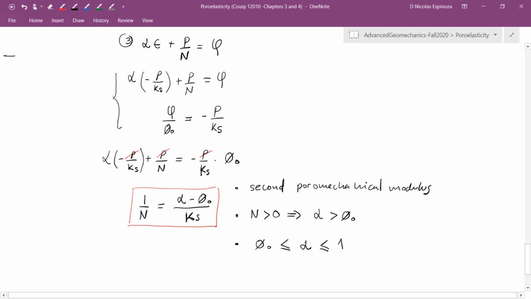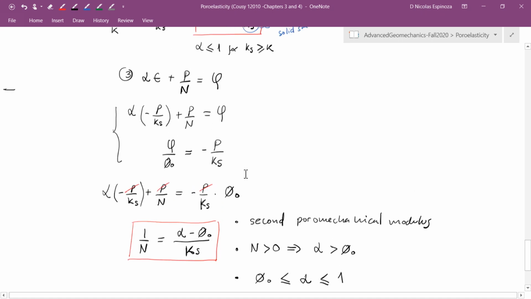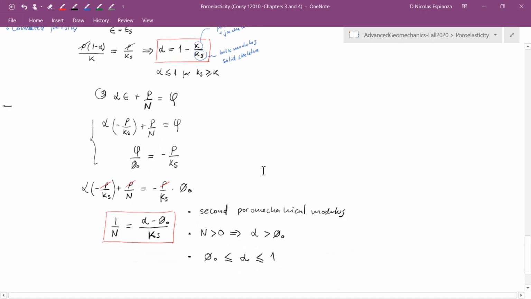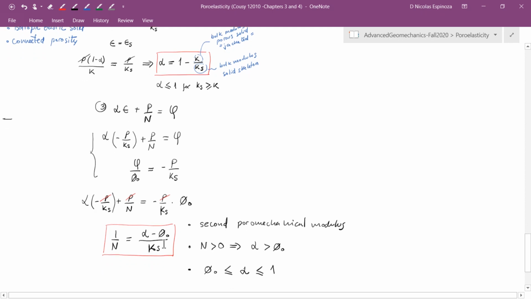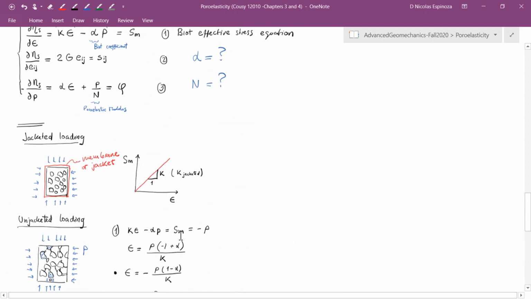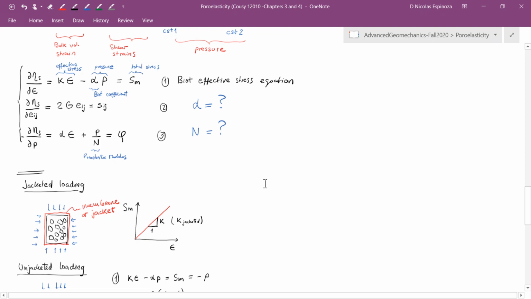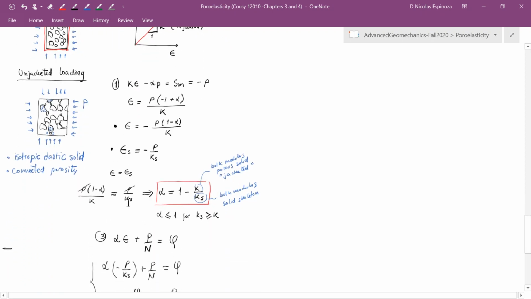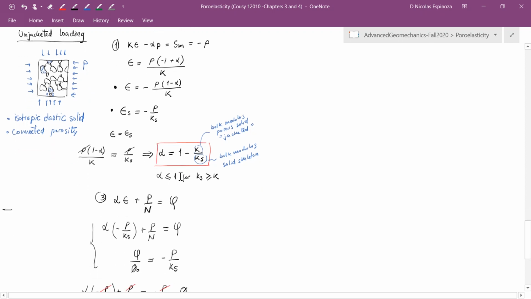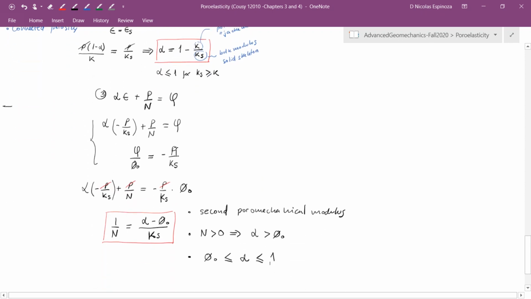Okay, so with these two tests, we have seen what these two poromechanical parameters are. And again, in summary, these are the Biot coefficient and the poroelastic modulus, or second poromechanical modulus, 1 over N. I need these two in order to fully utilize the equations of poroelasticity. So for a solid with connected porosity that is isotropic and made of the same rock material, I can find out what those two are.